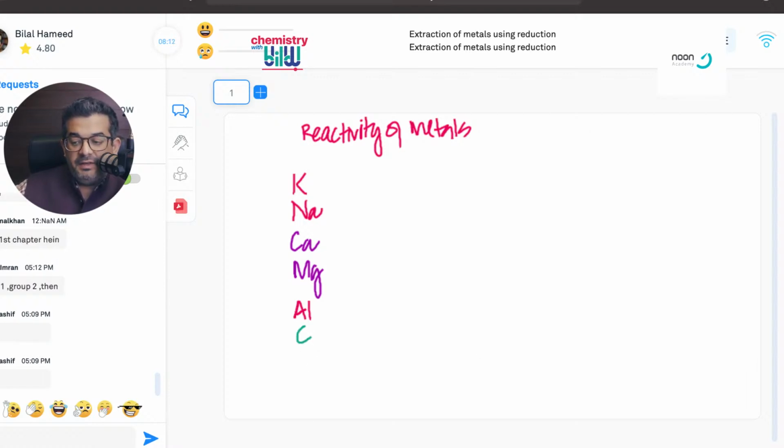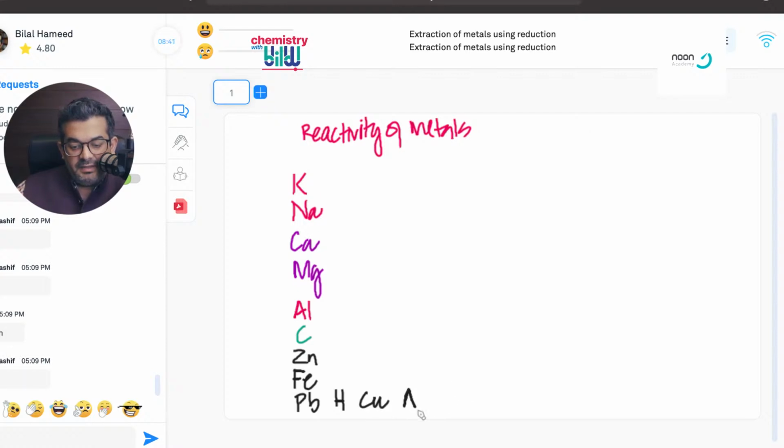And after carbon we had the same element that was also amphoteric like aluminum. That's how I remember. Zinc. After zinc you have the other one that you need to learn, iron. Yep, exactly. And then you have lead, then hydrogen, then what was it? Copper and silver. Lead, hydrogen, copper and silver. I have less space, so yeah, this is carbon.